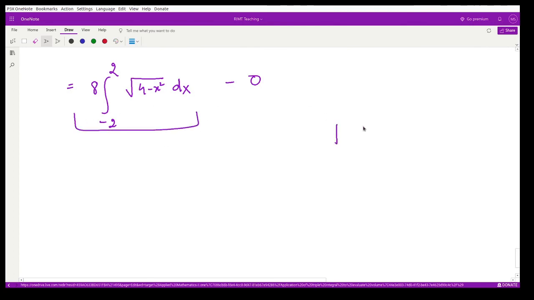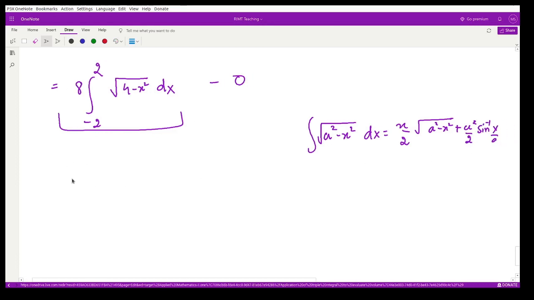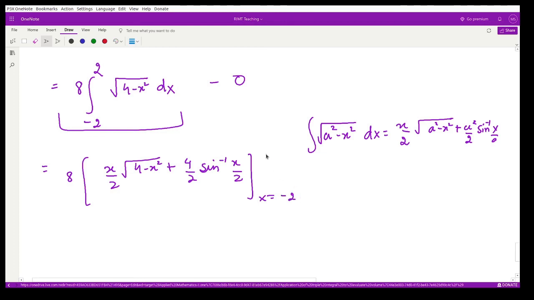So we know this formula, the integration of a square minus x square with respect to x is equal to x upon 2 square root of a square minus x square, plus a square by 2 sine inverse x upon a. So using this formula, we have 8 as such, and then its value is equal to x divided by 2 square root of 4 minus x square plus 4 divided by 2 sine inverse x upon 2, and the values of x varying from minus 2 to 2.